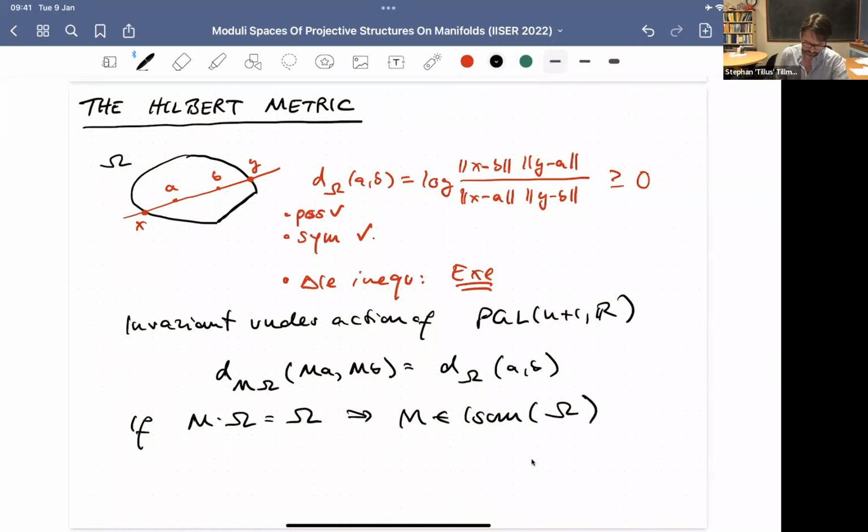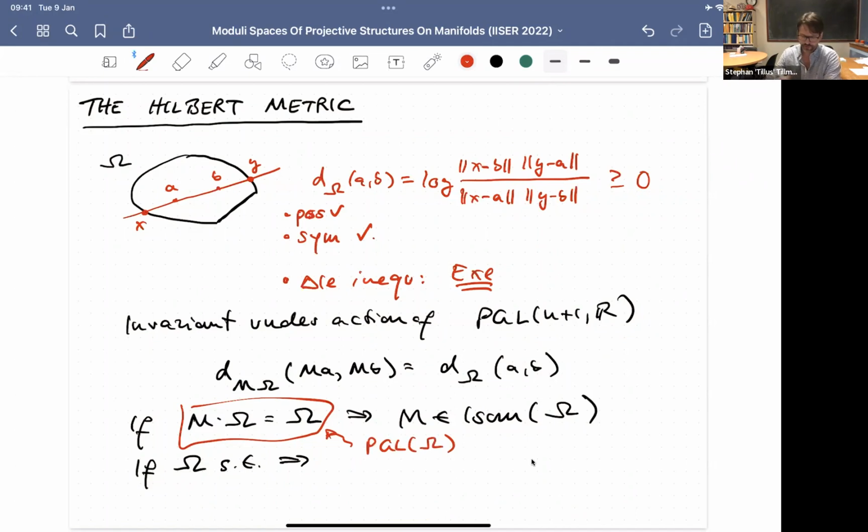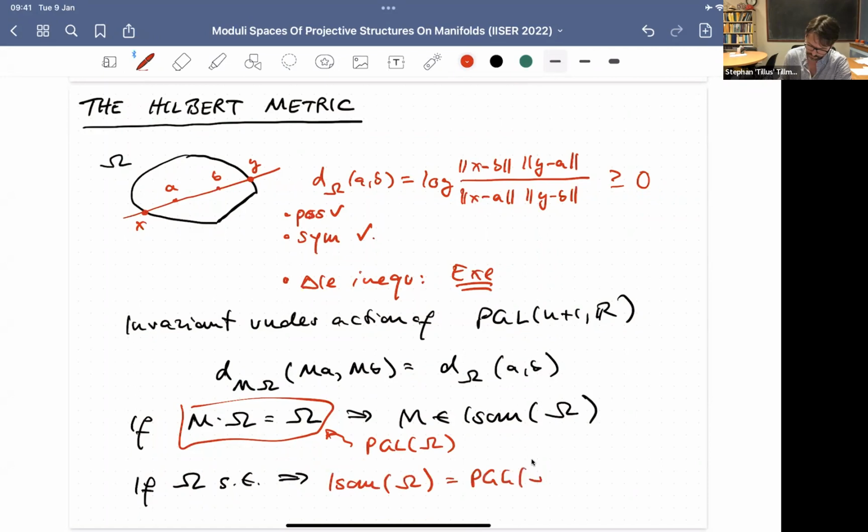And so in general, you can actually show that if your domain omega is strictly convex, then a matrix that satisfies this here, I call the set of all such matrices PGL omega, just in a simplified notation. And so if omega is strictly convex, then in fact the isometry group of omega is just PGL omega. So you get this really nice equality here. And if it's properly convex, then this inclusion is of finite index. So that's still good enough for what one might want to study.